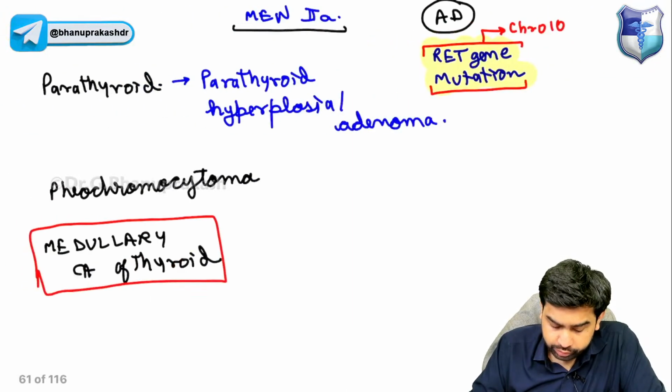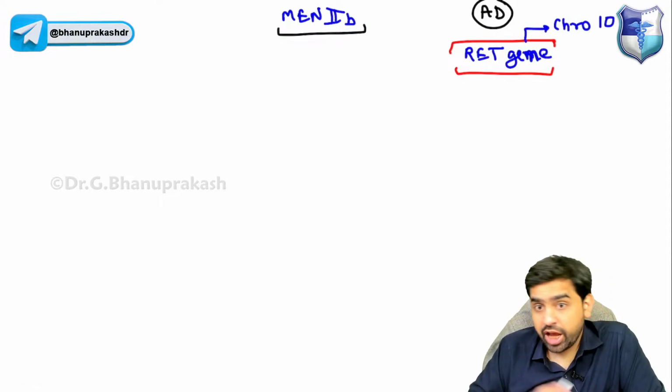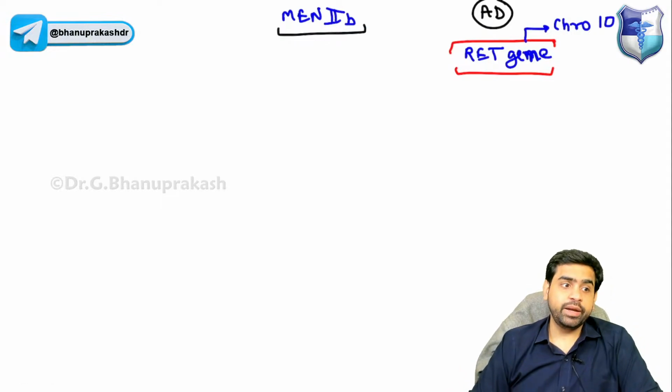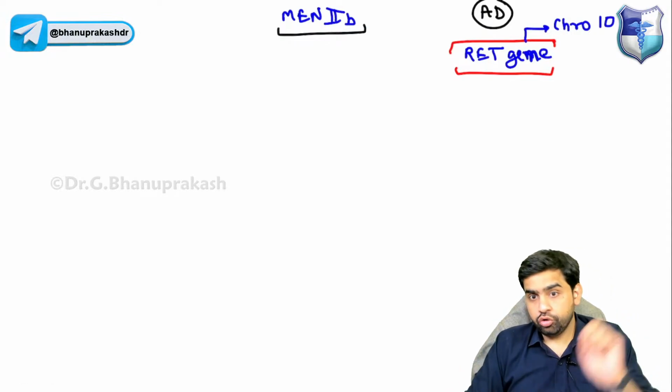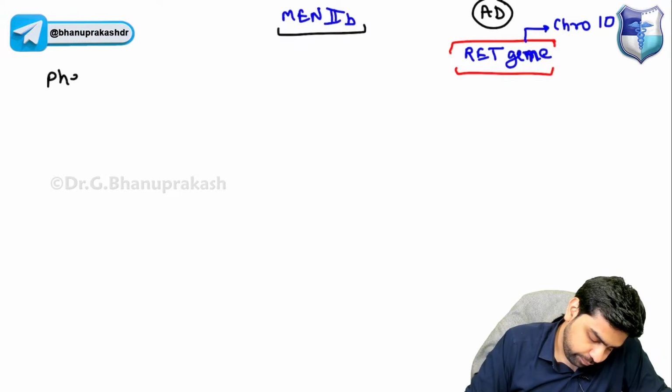Now, what you need to understand over here is that the parathyroid is not involved. So what is involved in the MEN 2B syndrome? In the MEN 2B syndrome, there is pheochromocytoma.